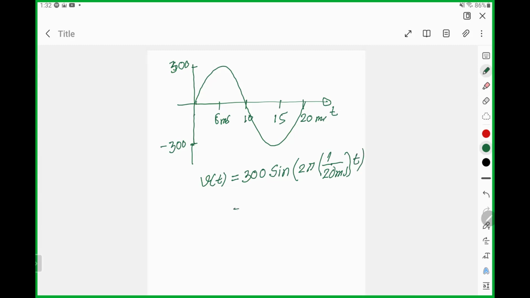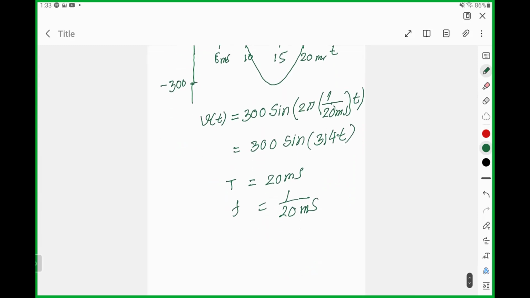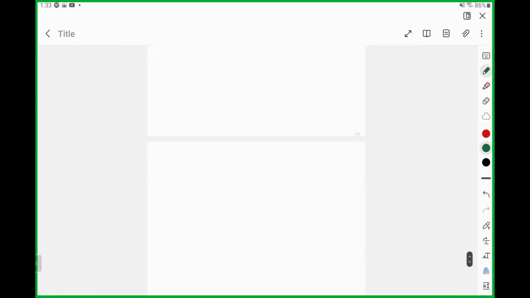So this will definitely give me the same as 300 sine of 314t, same as the one we have got in the previous. So this is why I have written this one. T is equal to 20 millisecond and f is equal to 1 over 20 millisecond. Okay, all right. Is this clear up to this? Now I want to change this sinusoidal signal slightly, and you need to tell me what would be this equation.